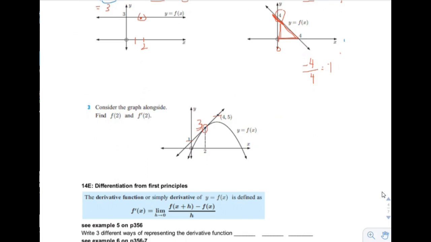And f prime of 2, we just need to find the gradient of this here. So the run here would be 4 minus 1, which is 3. And the rise here would be 5 minus 1, which is 4. So the slope would be the rise, 4, divided by the run, 3. So the answer here is going to be 4/3. And the answer for f of 2 is going to be 3.